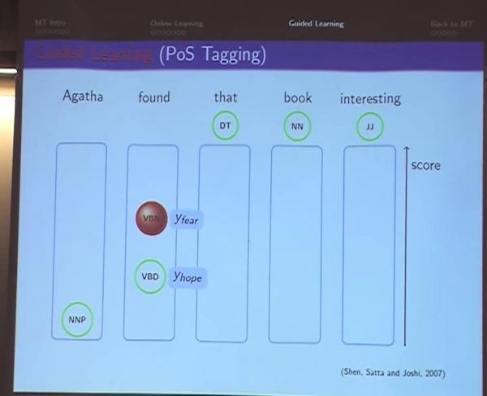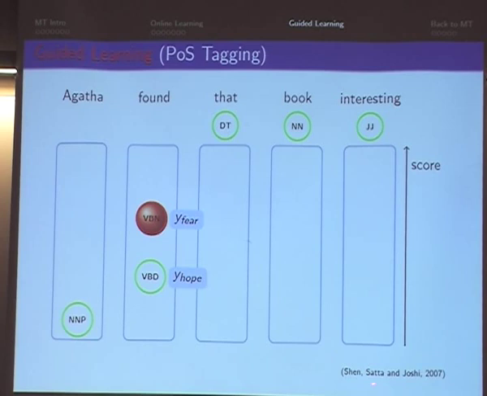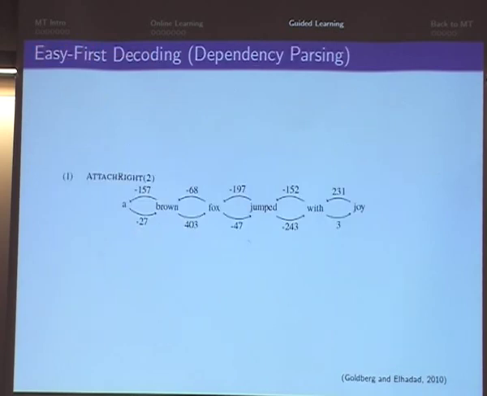And of course, my goal is machine translation. But first, I will just quickly show that easy first decoding was used for dependency parsing. By the way, this guided learning tagger was state of the art in 2007, and the Easy First Decoder was also for some time state of the art. So the idea is similar.